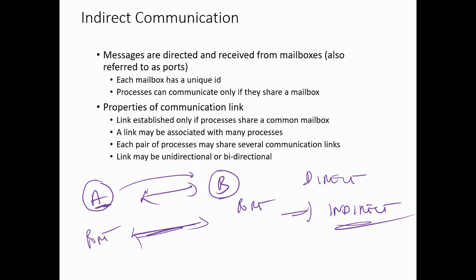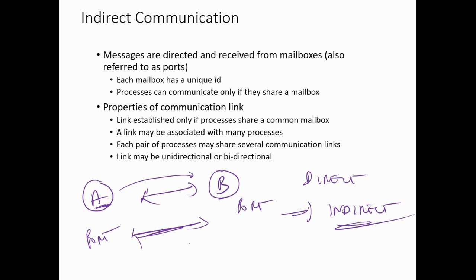So what are the differences? What are the properties of the communication link compared to direct communication? Links are established only if the processes share a common mailbox. Yes, only if they share a common mailbox do the links get established. And in terms of indirect communication, the link may be associated with many processes.